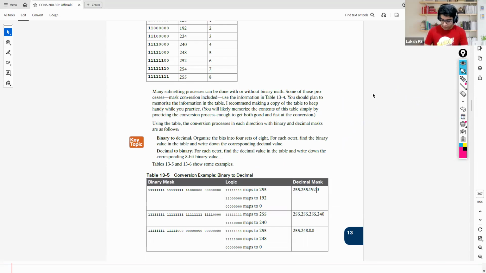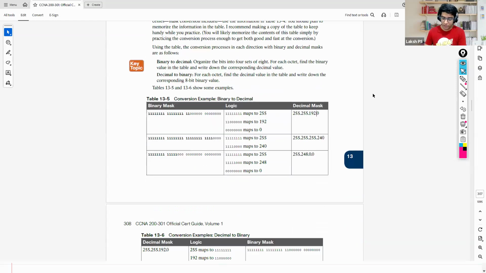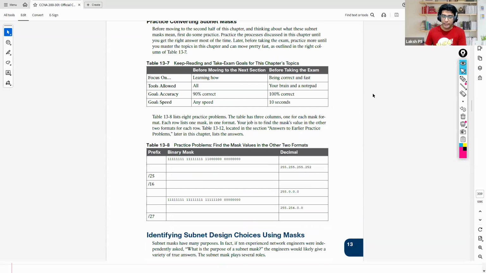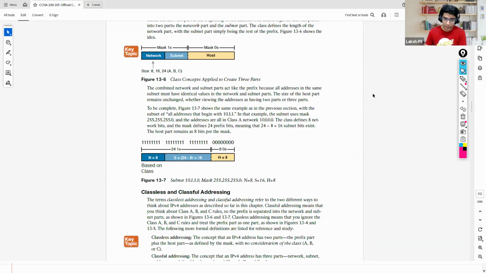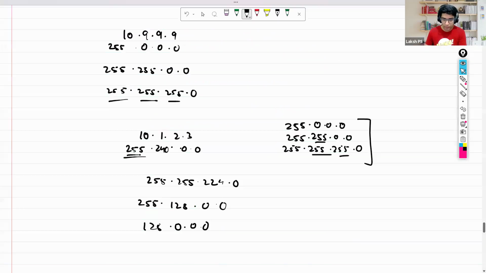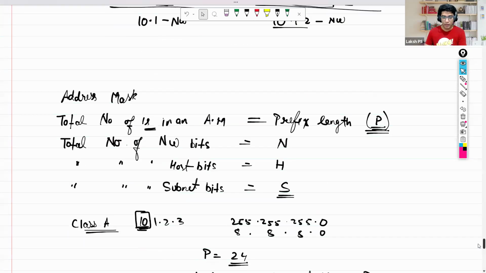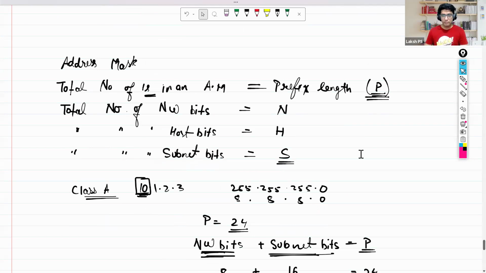So we saw why we choose such numbering as well, right? And then we saw how to find out the subnet part, the network part and the host part in an IP address. In an address mask, the total number of ones is called the prefix length. The total number of network bits we denote as n bits, the total number of host bits is h, and the total number of subnet bits is s.